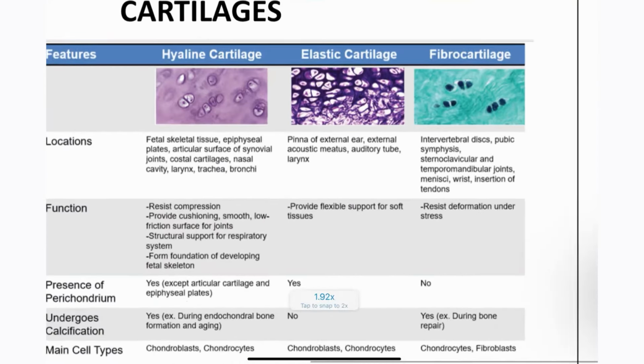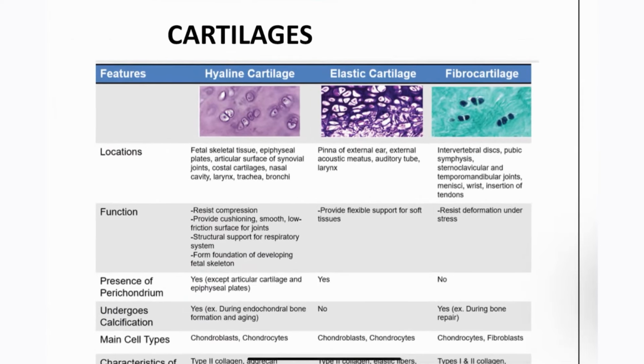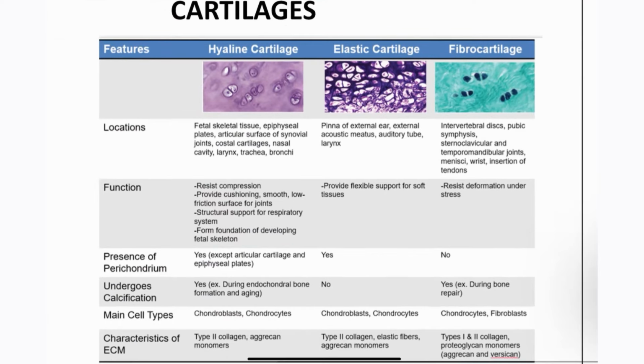Next, in last year's examination, they also asked about the cartilages. So here is how these cartilages look under the microscope. First, see the hyaline cartilage. This hyaline cartilage is present, guys, especially in the fetal skeletal tissue and epiphyseal plates, costal cartilage, larynx, trachea and bronchi. Why is this hyaline cartilage important? Because it resists compression and provides cushioning and smooth friction to the surrounding joints. That is the first thing, and also structural support to the respiratory system.